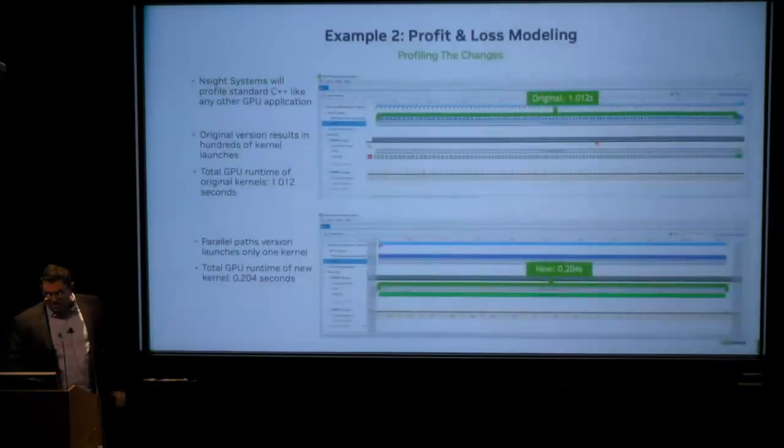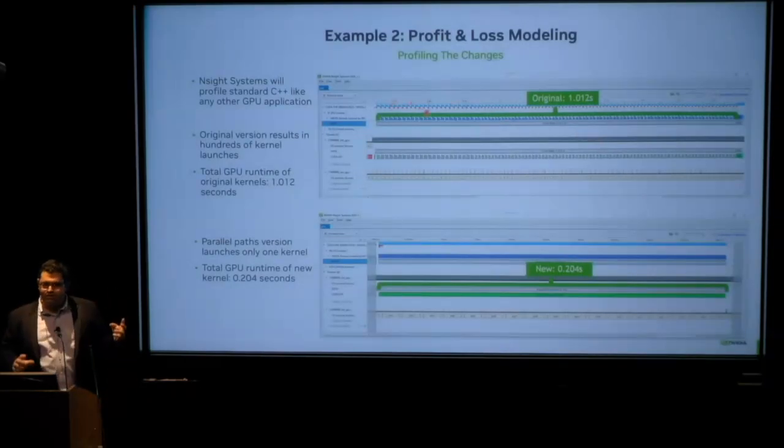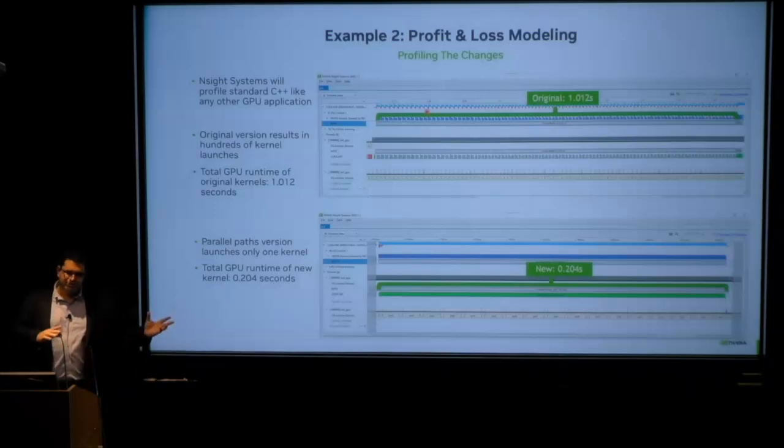So here's our Insight Systems profile. If you did that double for each, taking our learnings from example one and moving it over to example two, you actually end up with hundreds of these kernel launches, because again, kernel launches are performed on the CPU.